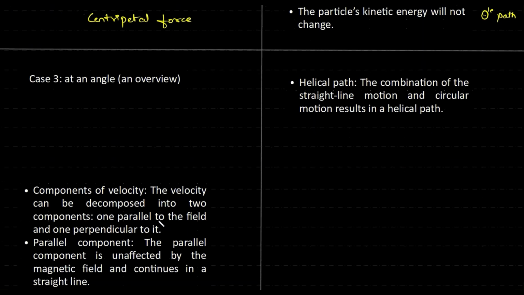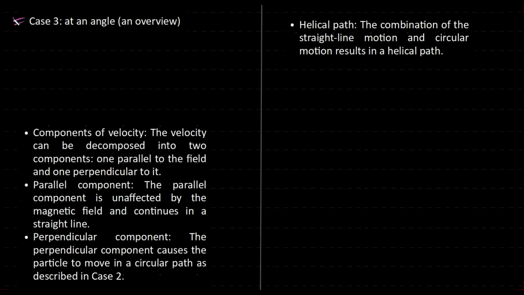Again, questions can come in any way, so we need to be very clear with it. Finally, we have the combination. It's neither moving parallel nor perpendicular. It's moving at an angle. We have seen this, so I'll try to do it here itself. Let me have the magnetic field in this direction. The charge is, say, moving at an angle in this way.